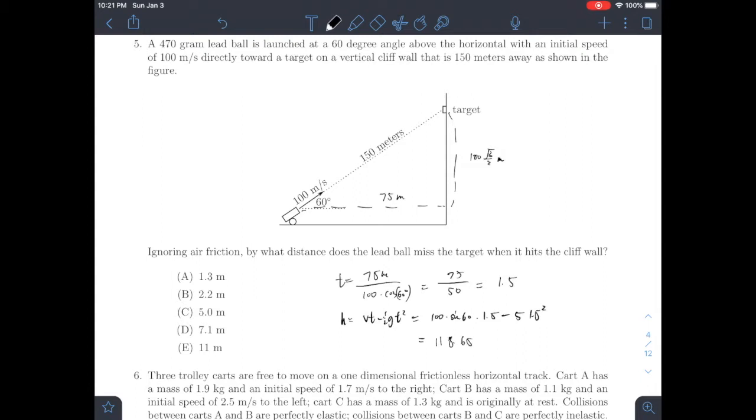118.65. Then we just need to subtract this height from the vertical height, which we'll get is 11.2, which is closest to E.